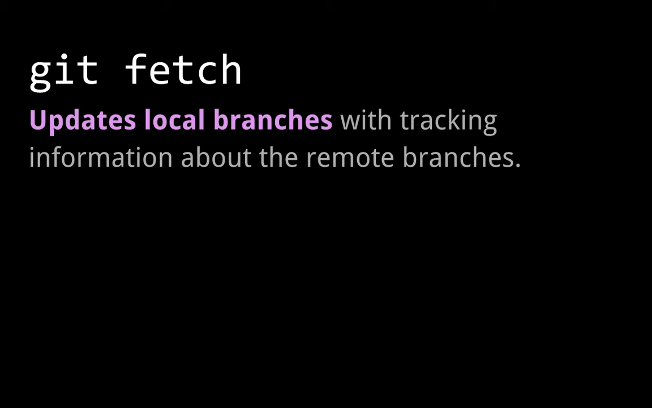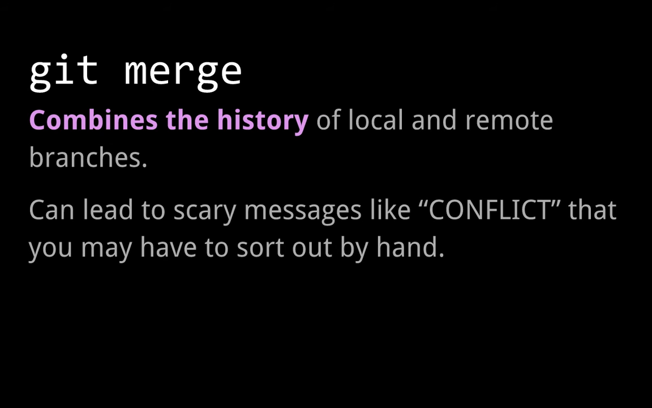Remember a few slides ago when I said that git pull is a combination of git fetch and git merge? I'm finally about to explain what these commands actually do. Git fetch updates local branches by giving them information about their remote counterparts, but git fetch does not overwrite the code that you have been working on locally. Git merge combines the history of local and remote branches using the remote branch history we just gathered from git fetch. As you can see, git pull truly is a 2-step process.